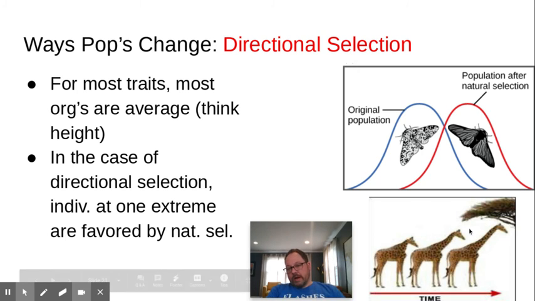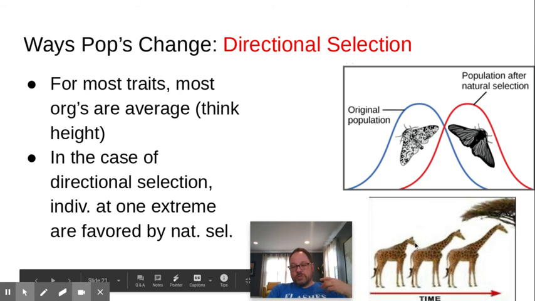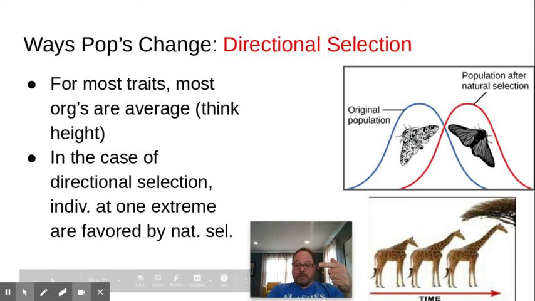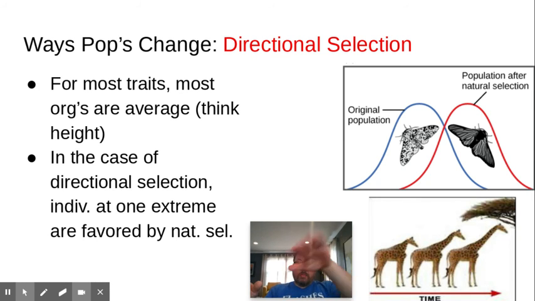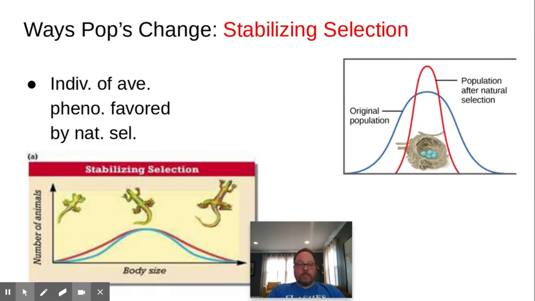So you can use the giraffe example, that the population shifted toward having longer and longer necks to reach vegetation higher up in trees when food is scarce. So with directional selection, the population moves in one particular direction. Rather than having a wide variety of characteristics or phenotypes, you move toward having one particular characteristic or phenotype.